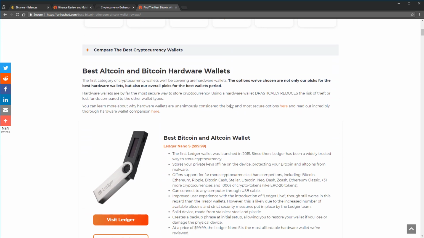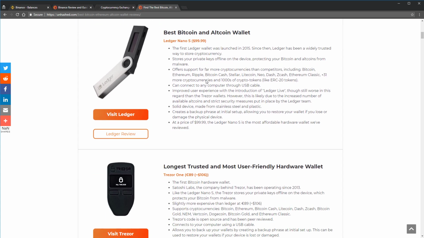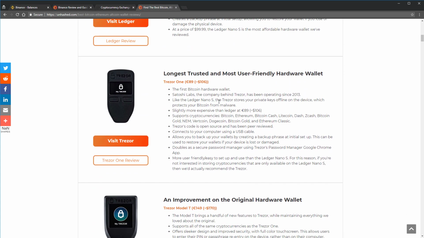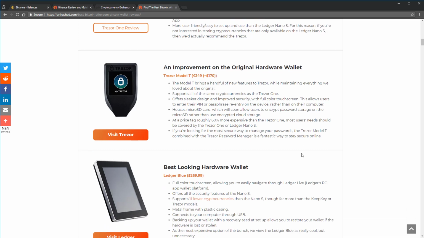For Icon in particular, I'd recommend the Ledger Nano S, which is also our choice for the best wallet overall. For those of you storing large amounts of cryptocurrency, I highly recommend getting a hardware wallet. It is just incredibly more secure than keeping it on your computer or a mobile wallet or an exchange.